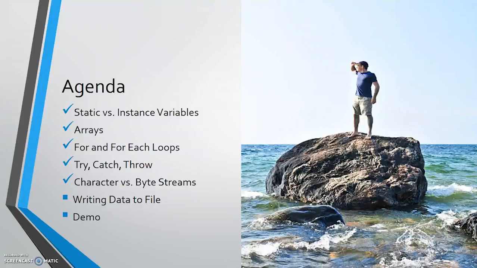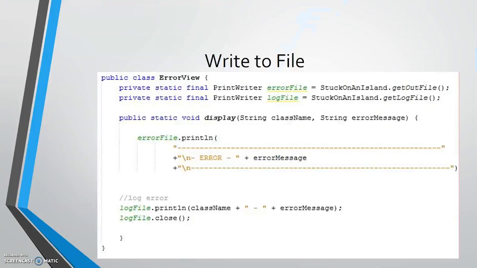All right, we're going to now talk about writing data to a file. Here in this example, this is our error view example. We are using static variables for print writer. One is error file and one is log file, and those get written out to a file in the folder for our game.